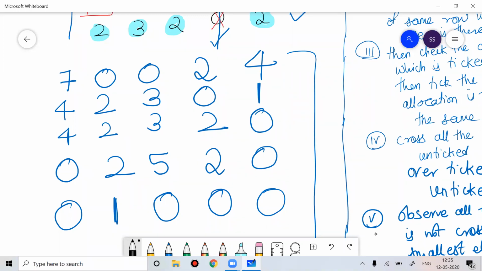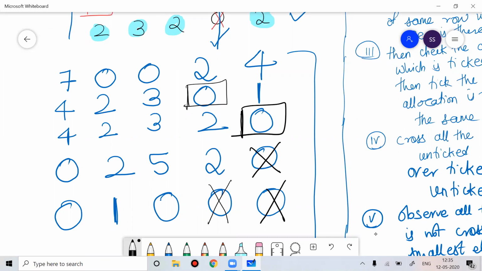If you see row 2, it has 1 0, so we have done allocation for that. Row 3 again has 1 0, so I have done allocation for that. Row 4 has 2 zeros, so do not touch it. Row 5 has more than 2 zeros, do not touch it. Column 1 has 2 zeros, do not touch it. Column 2 has 1 0, so do allocation. Column 3 has 2 zeros, 1 cancelled, 1 available, do not touch it. Column 4, you can't do anything. Column 5, you cannot do anything.